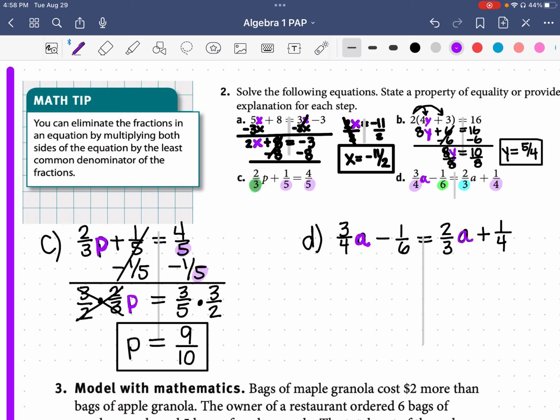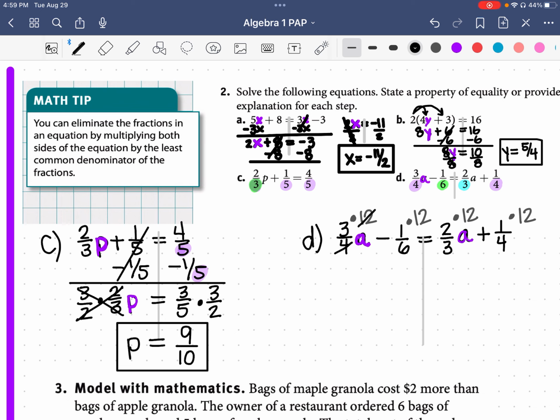And the first one that I think of is 12. 3 times 4 is 12. 2 times 6 is 12. I can go ahead and multiply both sides by 12. So I'm going to come in here and say times 12, times 12, times 12, times 12. If I use the multiplication property, as long as I do it all the way through the problem to every single term, I'm not changing my values.